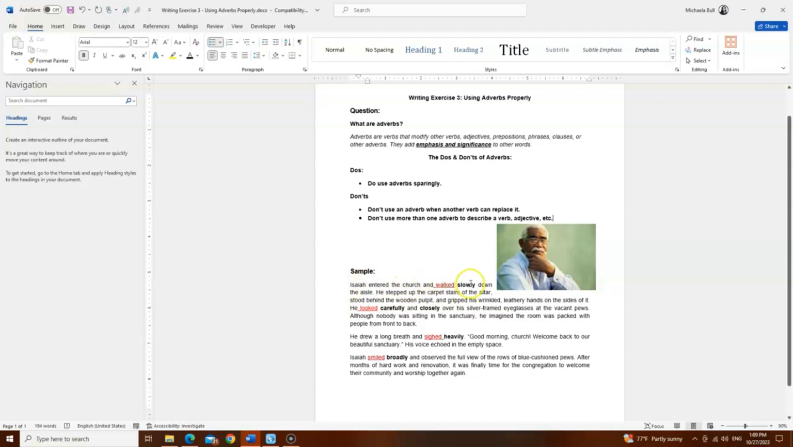Okay, here we have walked slowly. Instead of having walked slowly here, we could just put another verb in place of this to remove this slowly adverb and just put sauntered, because sauntered pretty much means the same thing as walked slowly.